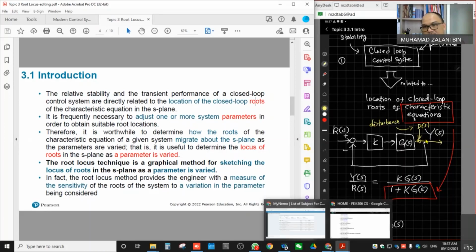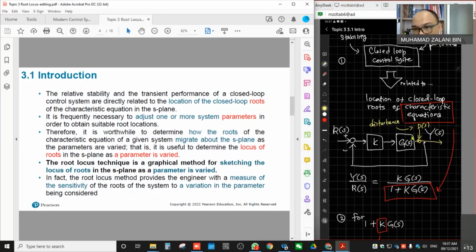If there is no disturbance, meaning that D equals zero, then this control system is considered stable. Based on our earlier design, for example, we determine the parameter K, and then we get our system performance is stable. No fluctuation, no instability, okay?